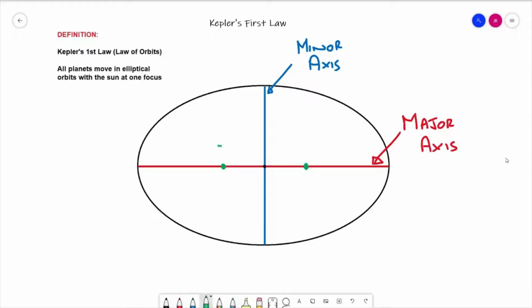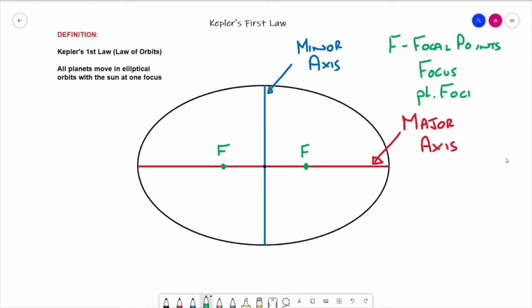I'm just going to label those with a capital F. And they are known as focal points. Singularly, they can be called a focus, and the plural of focus is foci.